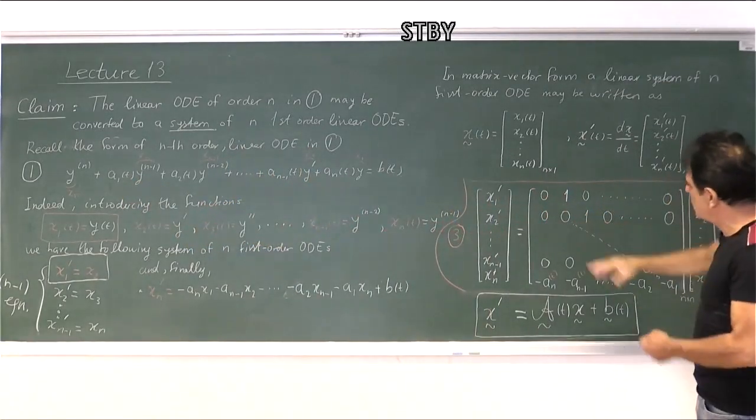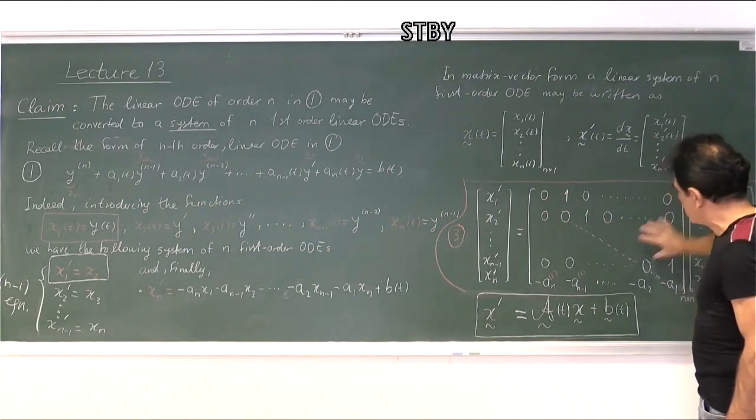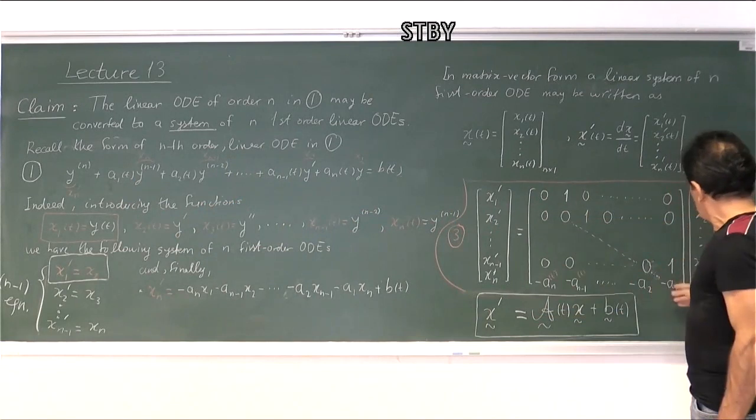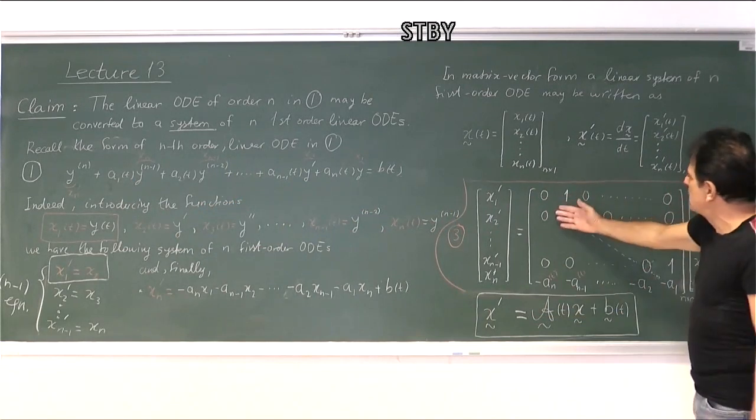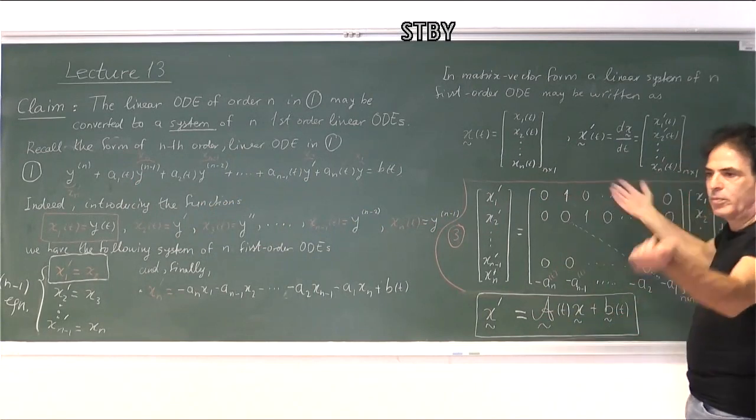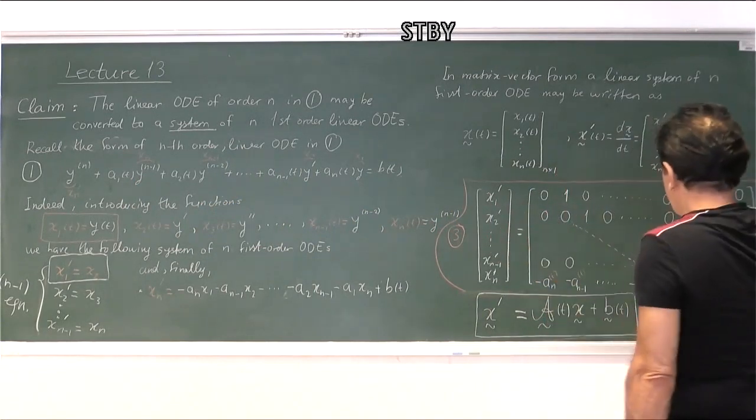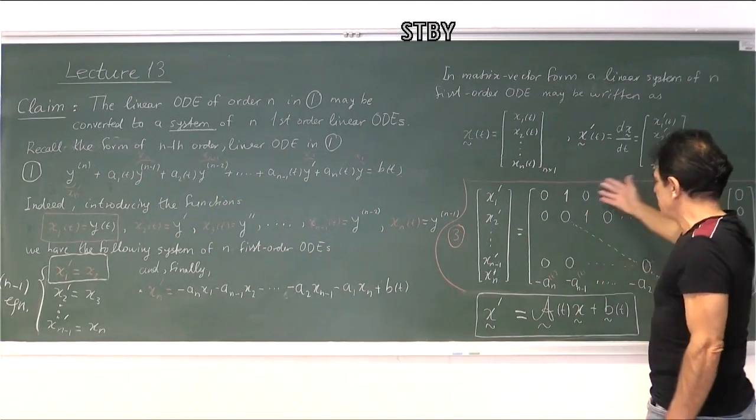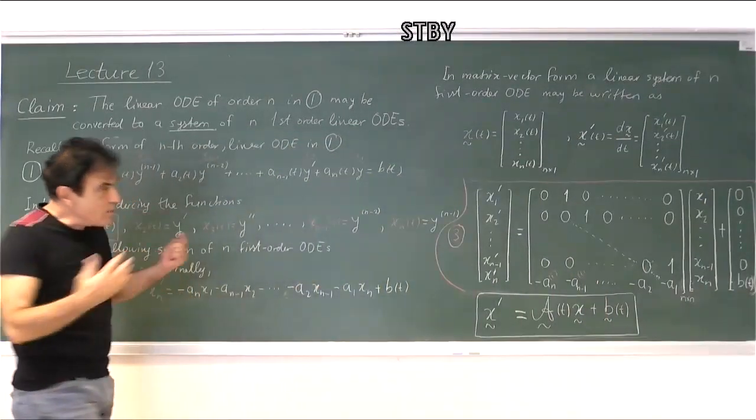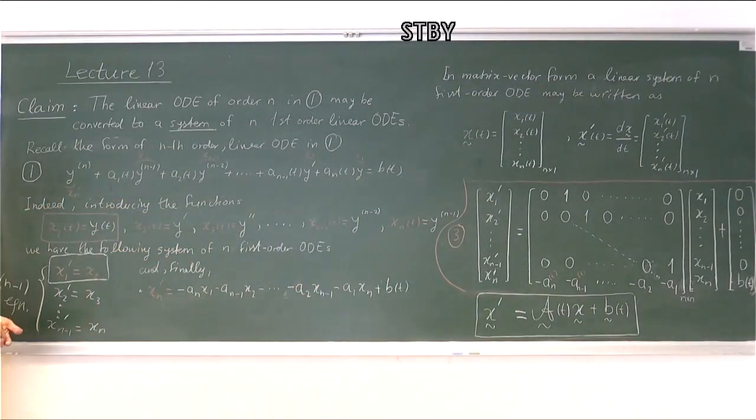In general, the coefficient matrix in a system contains n by n entries, which may all be functions of t. This is a specific coefficient matrix, and it is a system representation of a single linear ODE of order n.